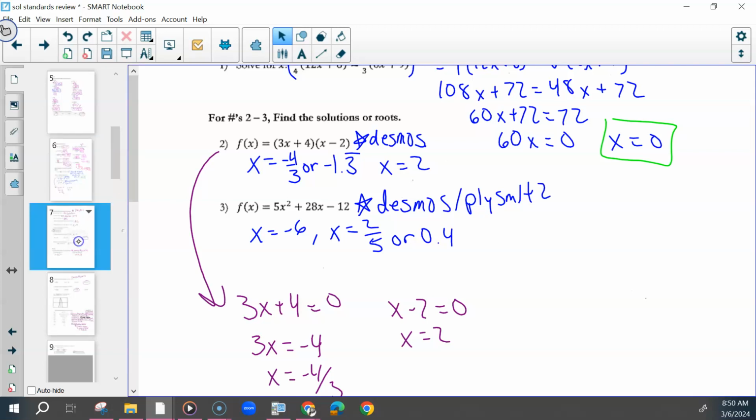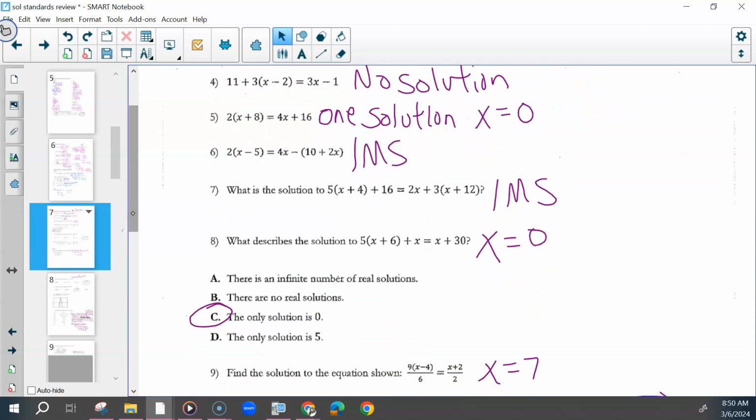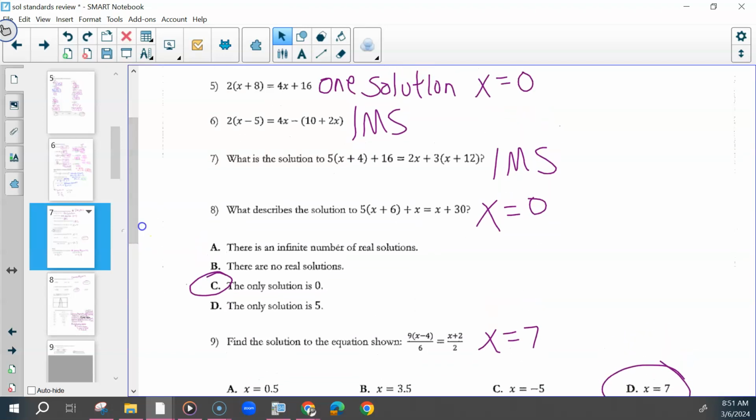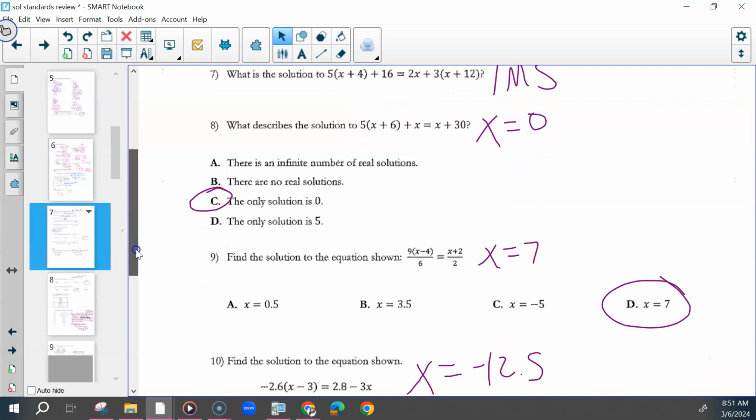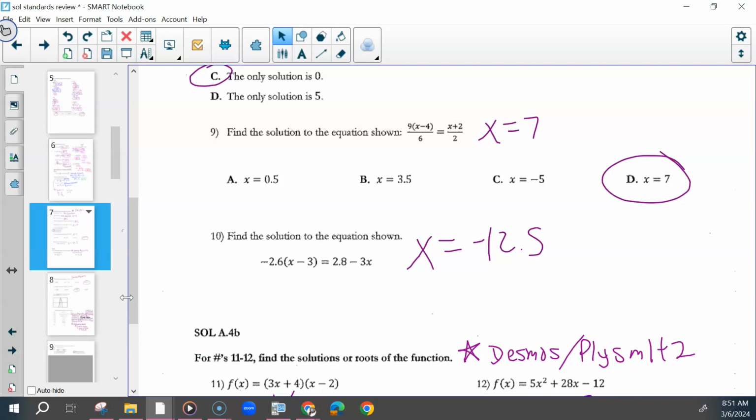If you need me to go back, let me know. For number 4, I just put all of these into Desmos, and I'll show what happens here. 4 was no solution. 5 was one solution at x equals 0. 6 and 7 were both infinitely many. 8 was C, x equals 0. The only solution is 0. 9 was x equals 7, so I think that was D. 10 was x equals -12.5.